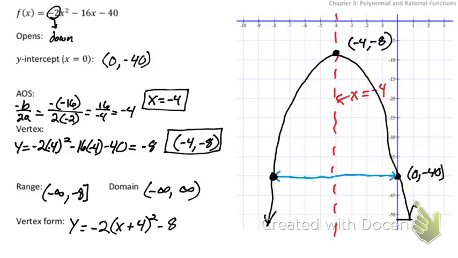Down below it says x-intercepts. Does it intercept the x-axis? No, so it's not going to have any real answers. All right, because our x-axis is up here. It has no zeros, no real solutions for those.